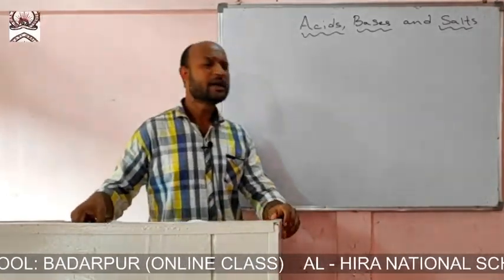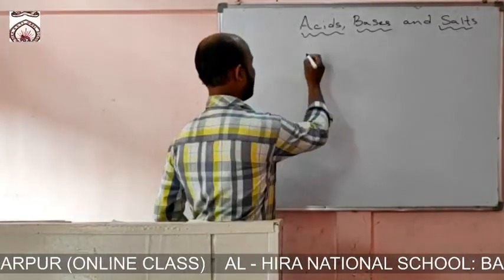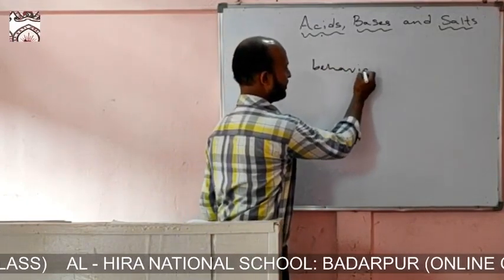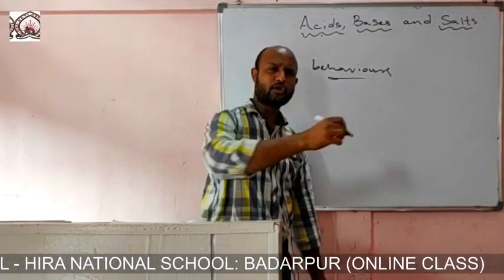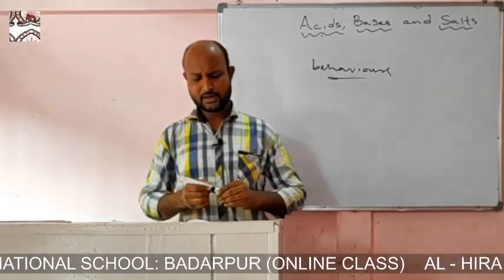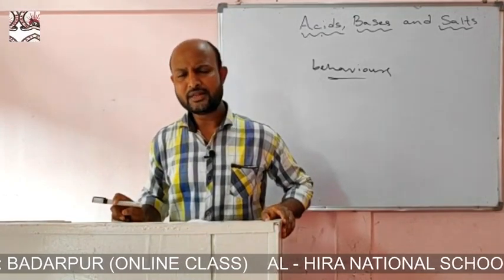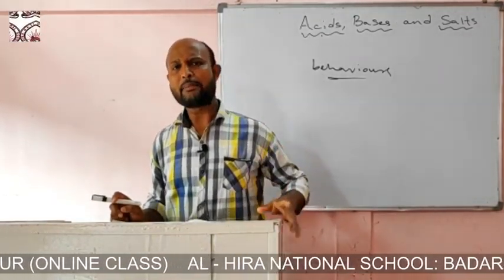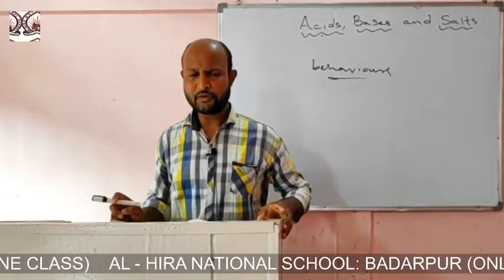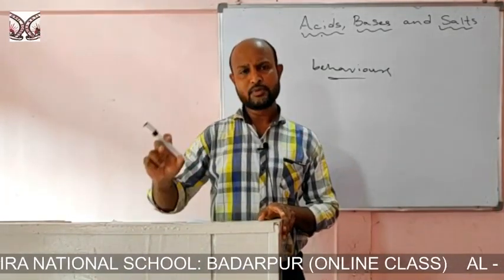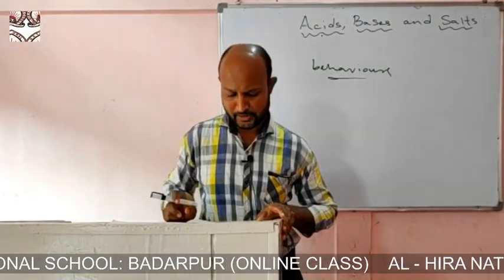Acids and their behaviors. Now let us learn about these acids and their behaviors. Students, I have already told you that acids are sour. They are often corrosive in nature and they turn blue litmus paper to red if you use litmus as an indicator. Acidic substances turn red.